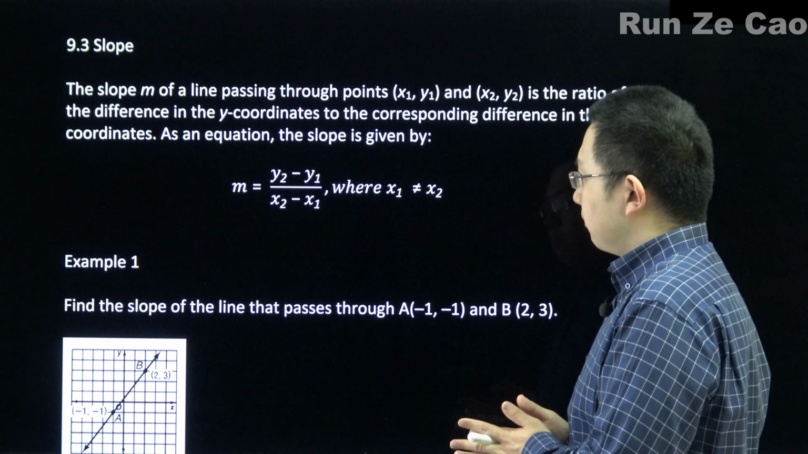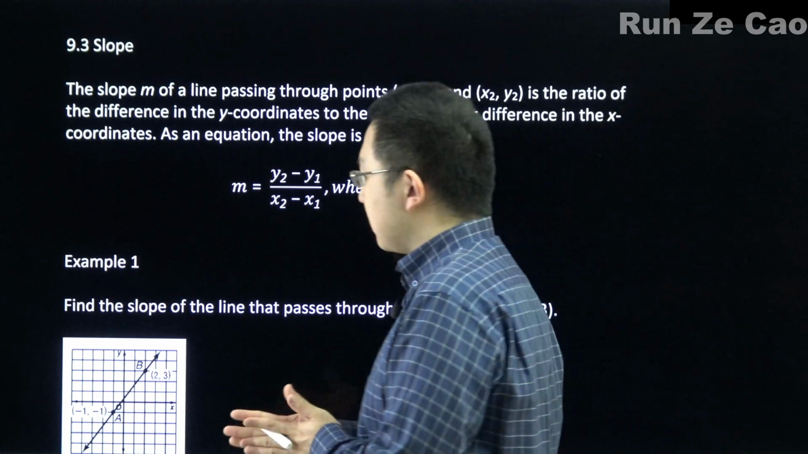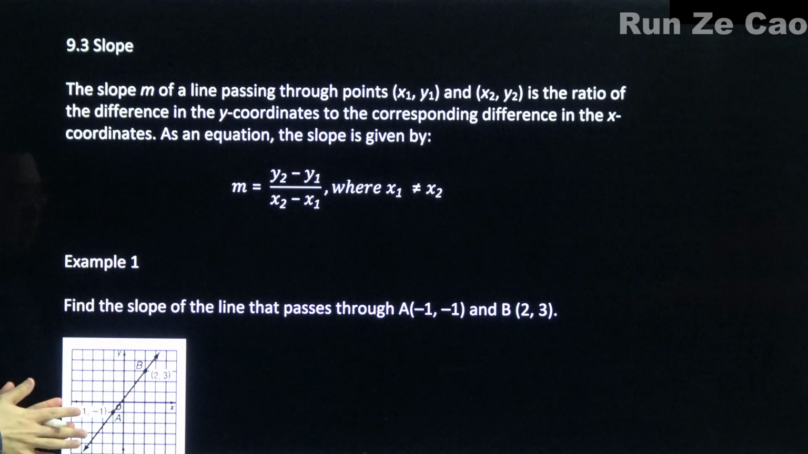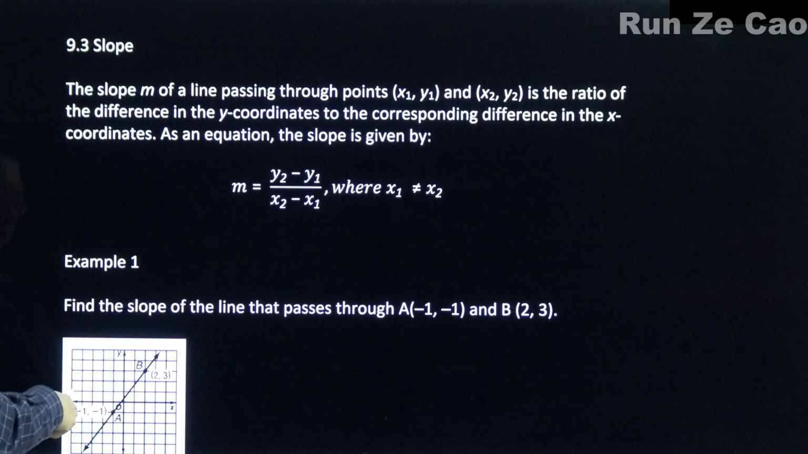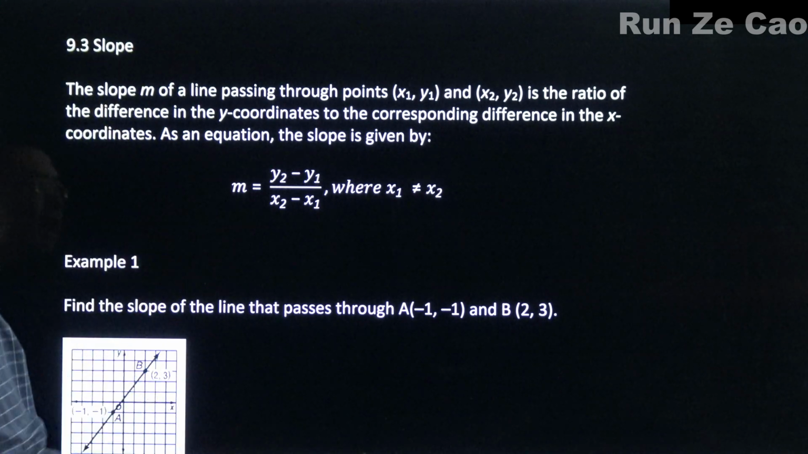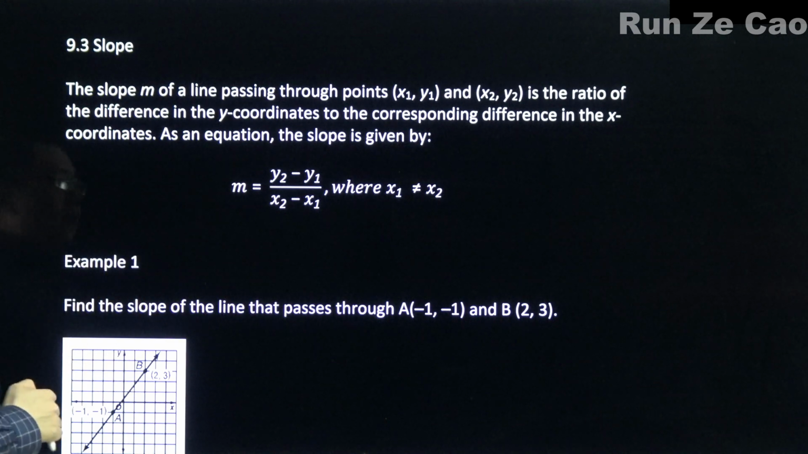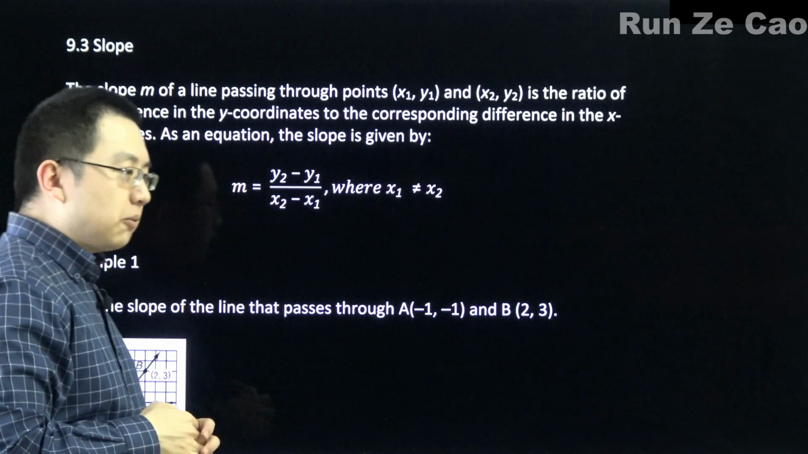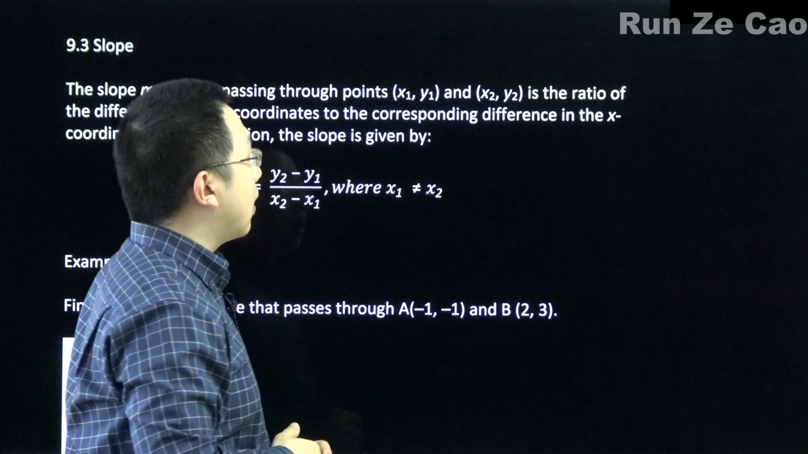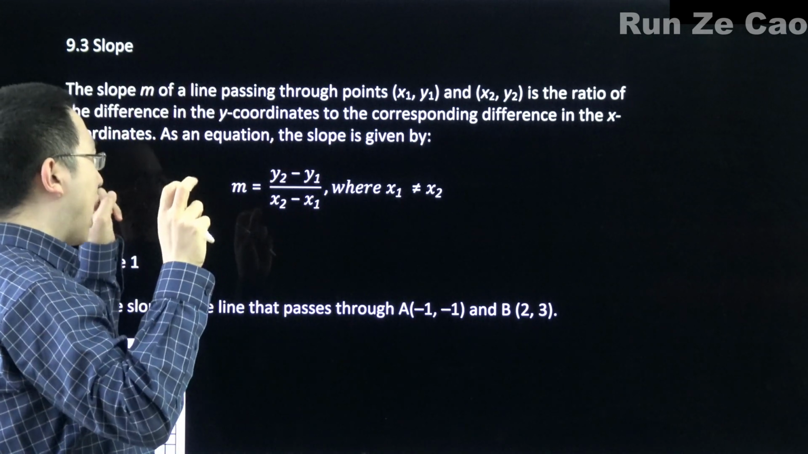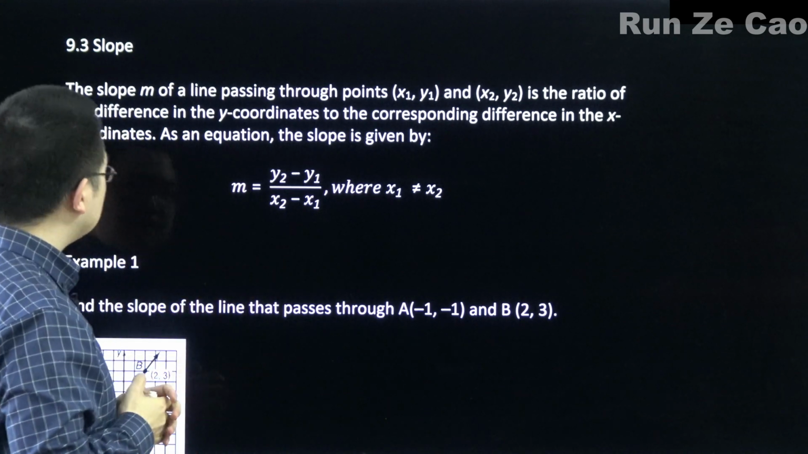Okay, slope. Slope measures the steepness of a line. In other words, for every amount it goes across, how much does it go up or down? So the slope of the line passing through points (x1, y1) and (x2, y2) is the ratio of the difference in y coordinates to the corresponding difference in x coordinates.